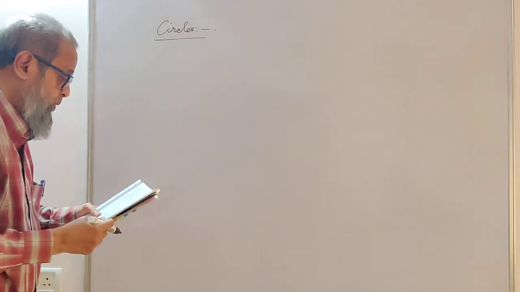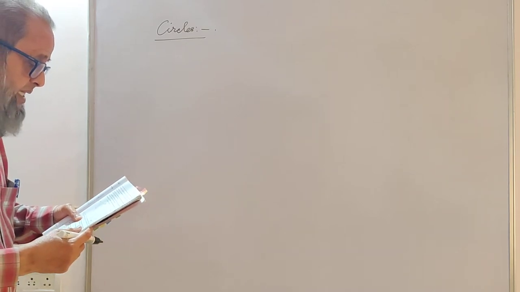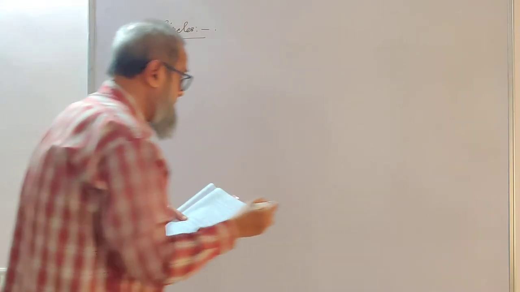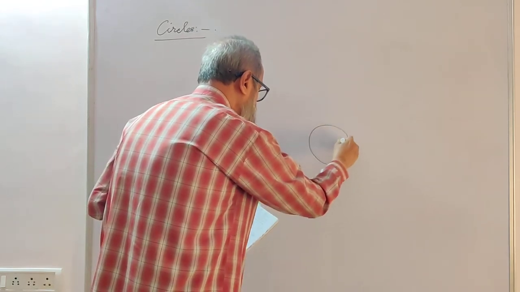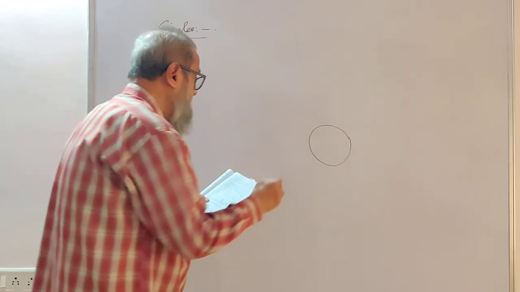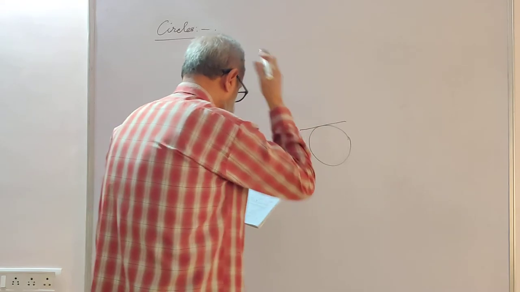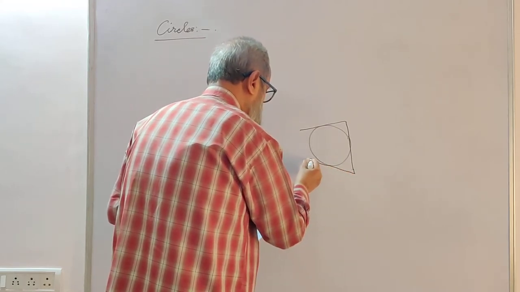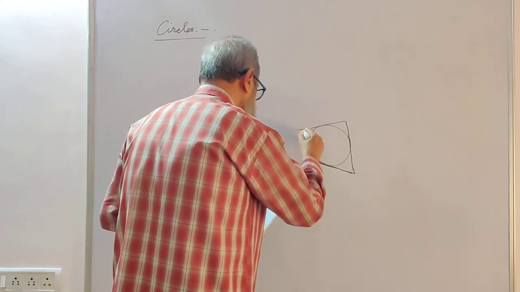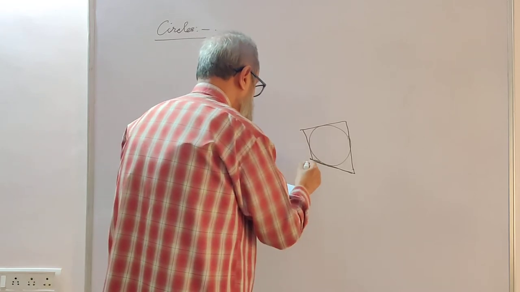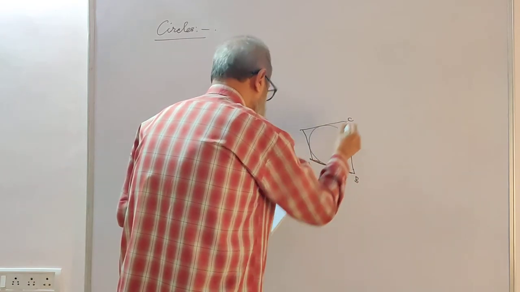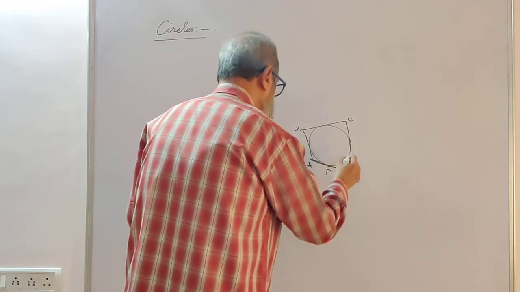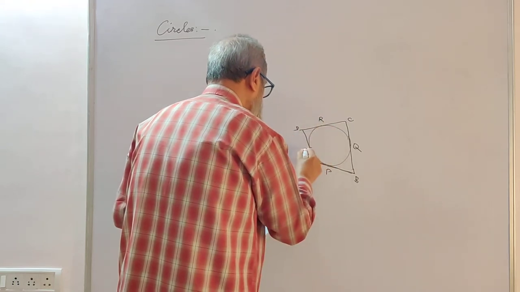Next question. A quadrilateral ABCD is drawn to circumscribe a circle as shown in the figure. Prove that AB plus CD is equal to AD plus BC. So here is a circle. It is circumscribed by a quadrilateral, that is, all its sides are tangents to this circle. This is A, this is B, this is C, and this is D. It touches the circle at P, Q, R, and S.